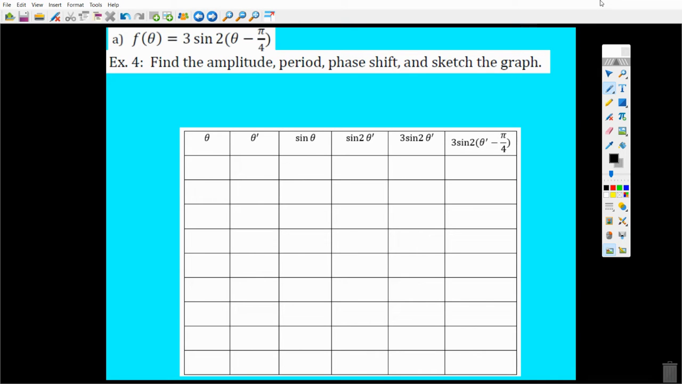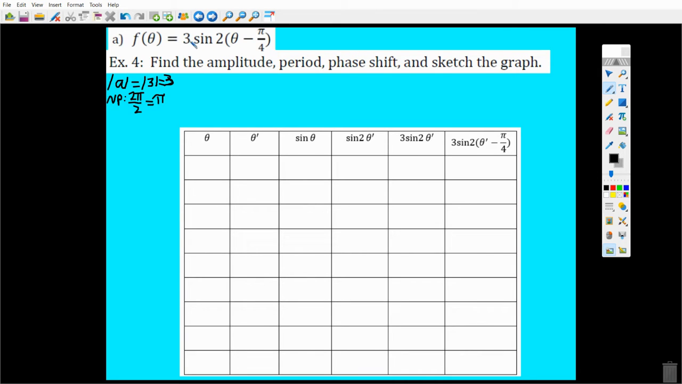All right, so I'm going to go ahead and get started here. First of all, I'm going to start with the amplitude. The amplitude here is the absolute value of 3. We end up with 3. And again, our new period, since we have k is 2, we end up with 2 pi over 2, which is pi.